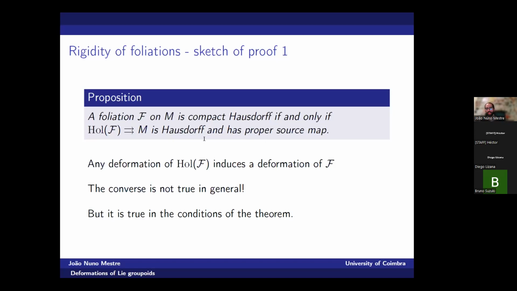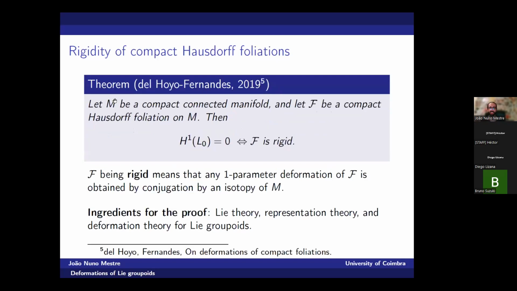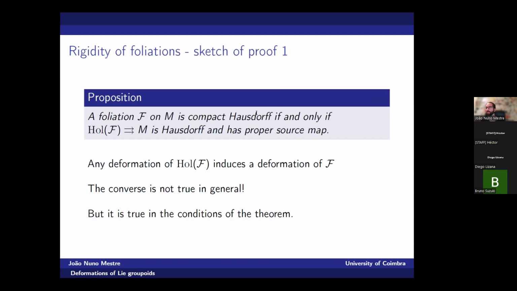So in particular, for example, if M was also compact, then the holonomy groupoid would be Hausdorff and compact, right? And for those, we do know that we have a rigidity result for those types of groupoids. And their result starts with a compact connected manifold. So it starts looking like we could use our rigidity result for Lie groupoids, for compact Hausdorff Lie groupoids, to obtain a rigidity result for compact Hausdorff foliations on compact manifolds.